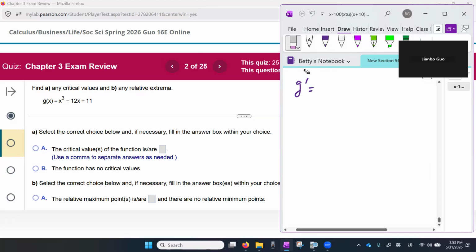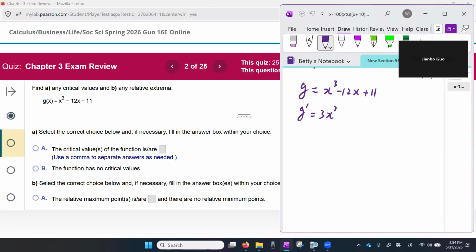Function g is x cubed minus 12x plus 11. Its derivative is 3x squared minus 12. And we're going to set the derivative equal to 0 and solve for x. We have 3x squared equals 12, x squared equals 4, so x equals negative 2 or positive 2.